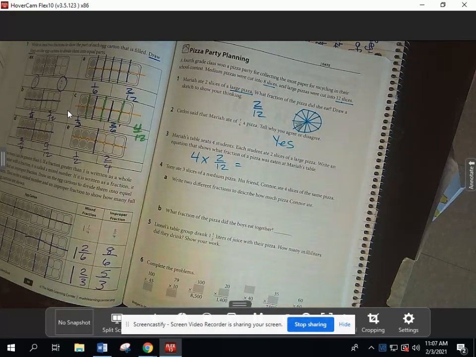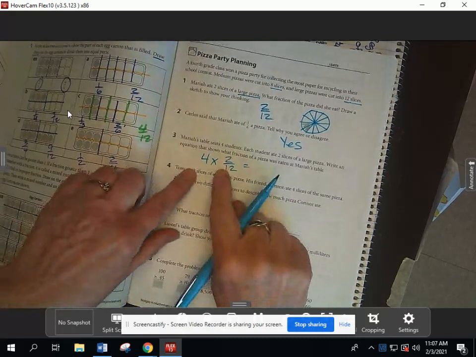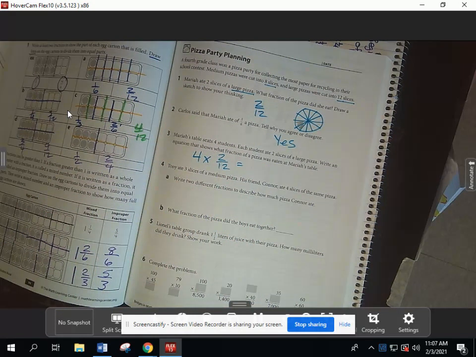What would you rather write? 4 times 2/12 or write 2/12 plus 2/12 plus 2/12? Oh, you guys are all liking this way better. Okay, so we're thinking about equal groups. Let's count that now. You're going to count with me to come up with the answer, and then Millie, you'll tell us if we got the right answer.